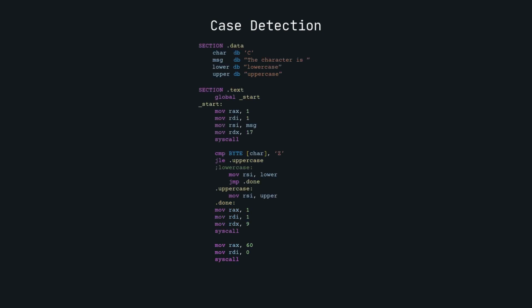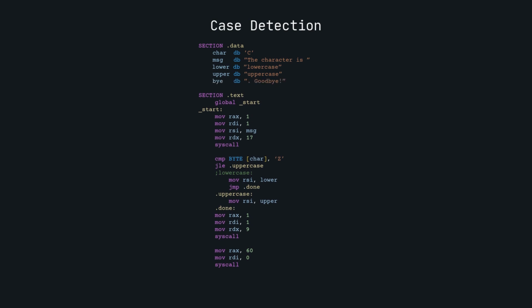Let's modify our previous code to say goodbye to the user at the end. First, we'll add the goodbye string to the data section and use the write syscall to print it to the console. But as you can see, there's a problem. Our code no longer fits on the screen. It's also annoying to have to retype the same code each time we want to write to the console. We can solve both of these problems with macros.